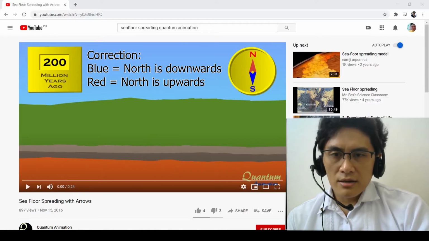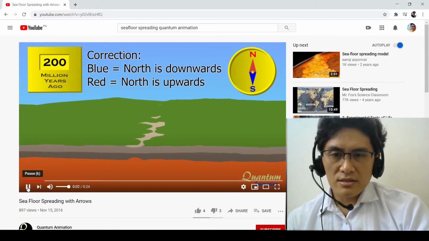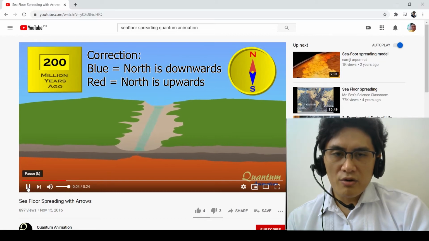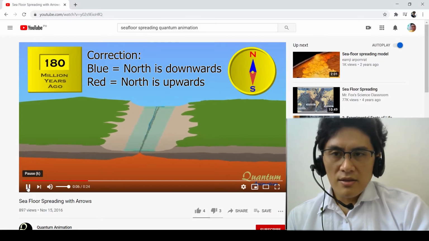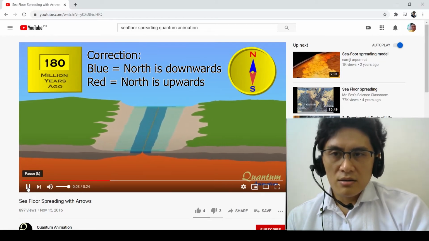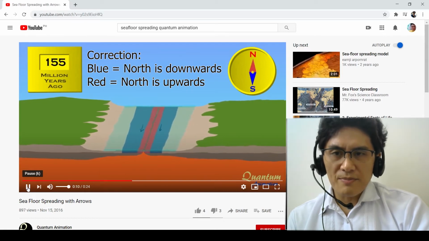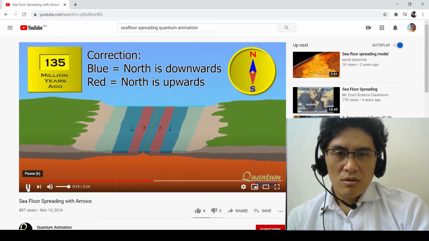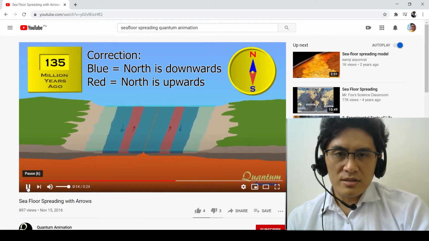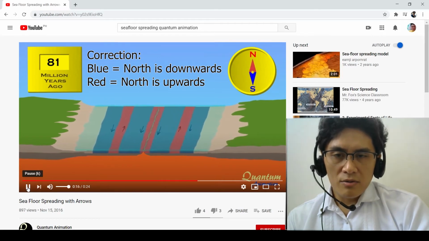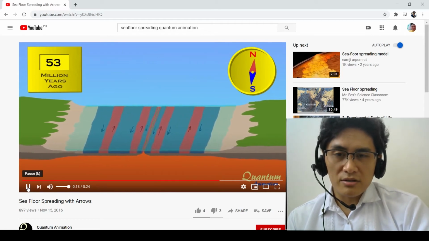So here, the blue part represents a magnetic field where the north is upwards, right? And then after 155 million years, it flips. And when it flips, the crystals here also flip in direction.